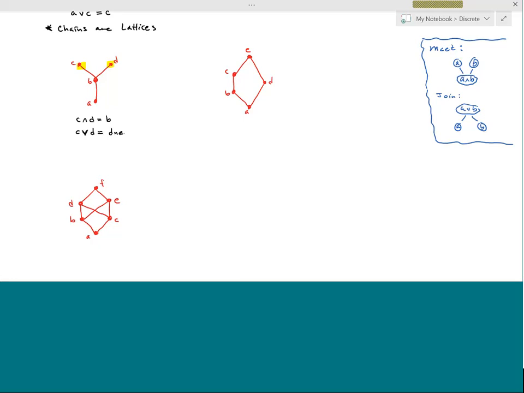Don't overthink it. Why did you guys think the join didn't exist, for those of you who thought that? Yeah, exactly. There's nothing above C and D. So notice this is a situation that we've looked at before. Actually, we might have looked at that exact poset before when we were looking at our greatest elements and our maximal elements and our minimal elements and our least elements.